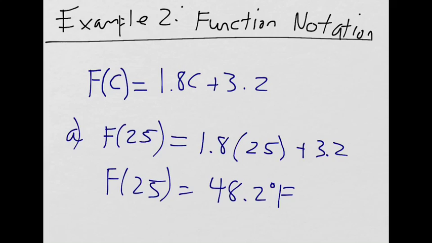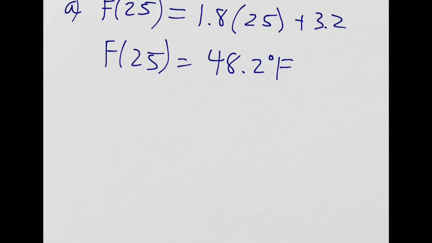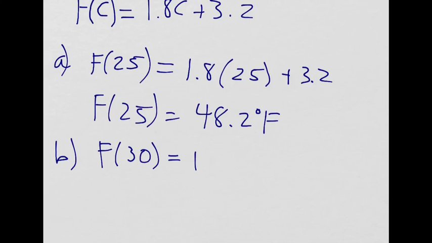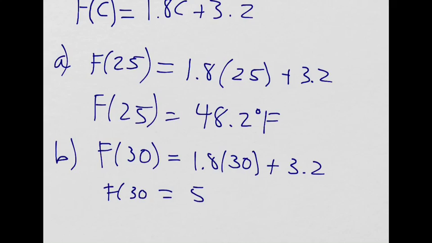Turn the page. For B, if I asked you to find F of 30, what am I asking you to do? Put 30 in for C and calculate. So we would put in 1.8 times 30 plus 3.2. What does that work out as? 57.2 degrees Fahrenheit. Making sense so far?